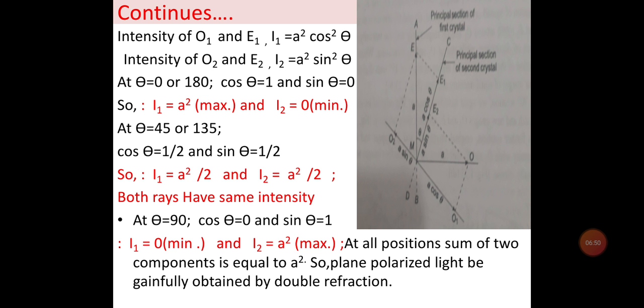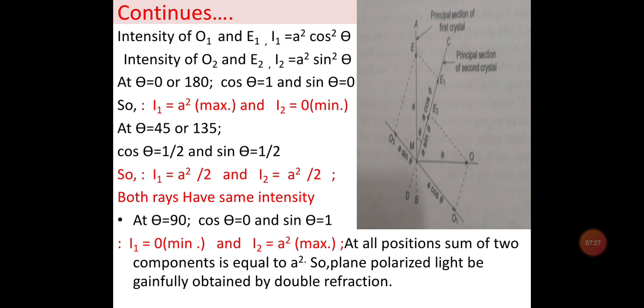The O ray, that is the ordinary ray, when it enters the second crystal, will further split into an ordinary ray and an extraordinary ray. The ordinary ray will have the amplitude A cos theta, which is perpendicular to the principal section CD, and the other is A sin theta, which is the extraordinary ray, and it is in the principal section. These amplitudes in the figure are represented by MO1 and ME2 respectively.